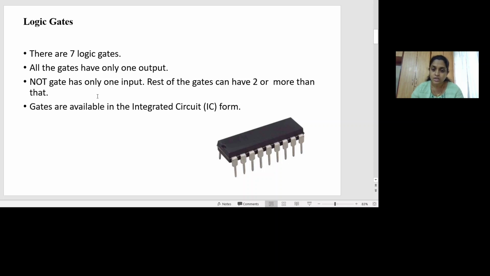These gates are now available in the form of integrated circuits, ICs. All the gates, except the NOT gate, have two or more inputs, and all the gates have only one output. In the case of a NOT gate, we have only one input and one output, whereas the other gates can have two or more inputs.